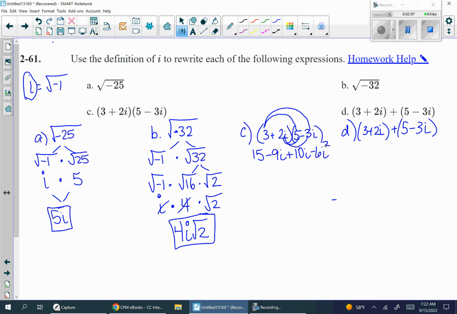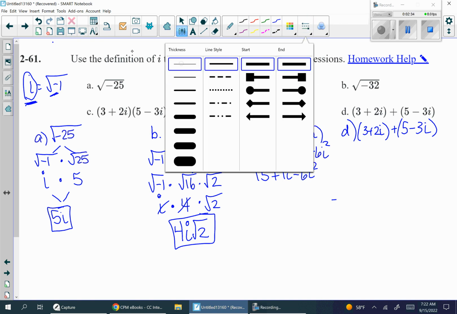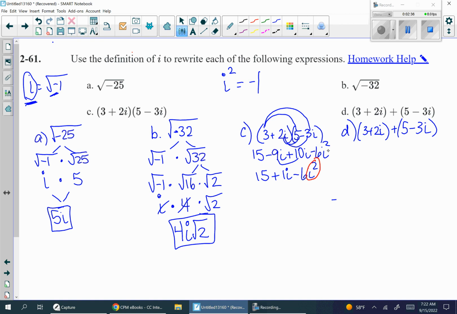Now we do have to combine like terms, so we end up with 15, minus 9i plus 10i, that's plus 1i, and then minus 6i squared. It's tempting to say, okay, we're done. However, we have to remember that if i is the square root of -1, then i squared has to be -1. So this little guy right here is -1.